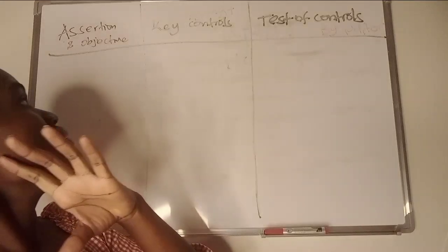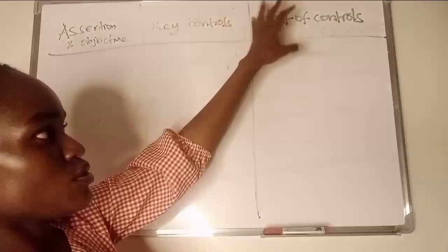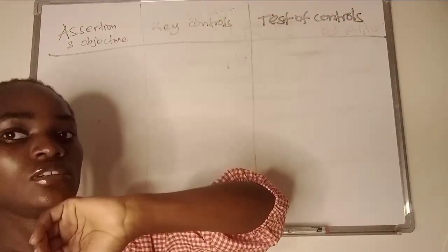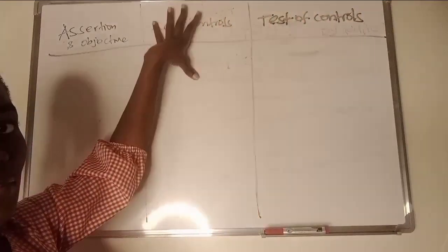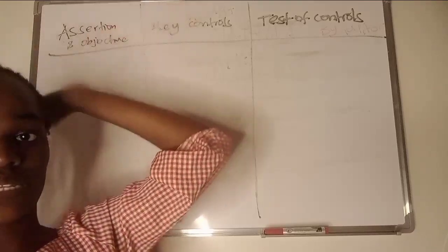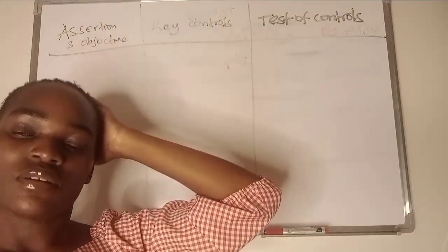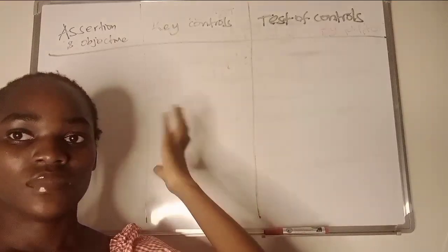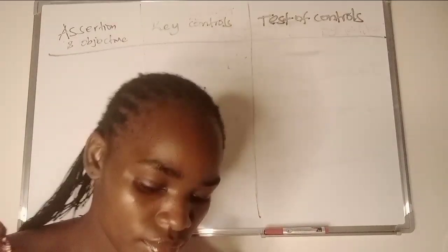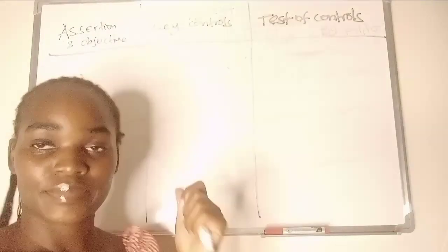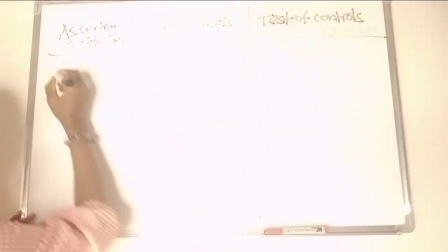So key controls are by management. Test of controls are by the auditor. The auditor will try to test these controls that were put in place by management. So we are going to start with the assertion of occurrence.